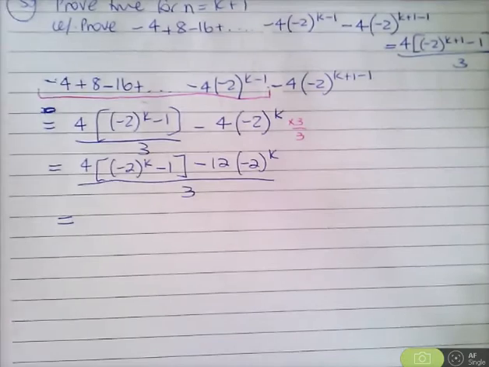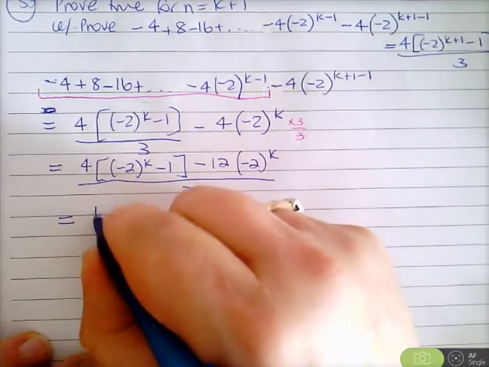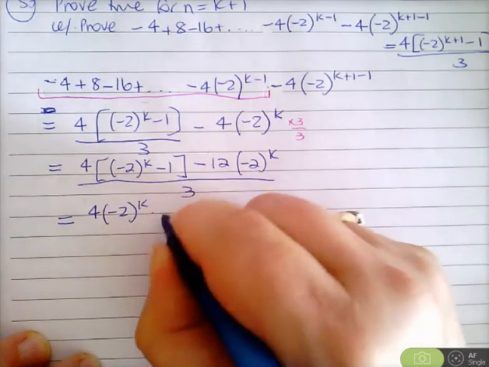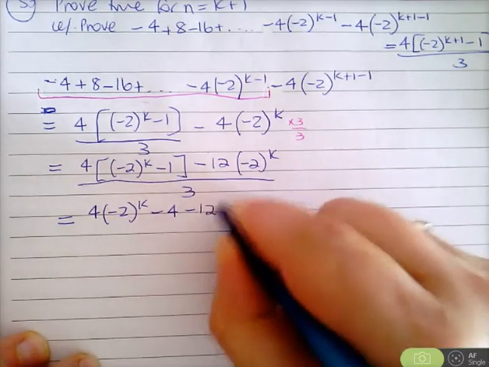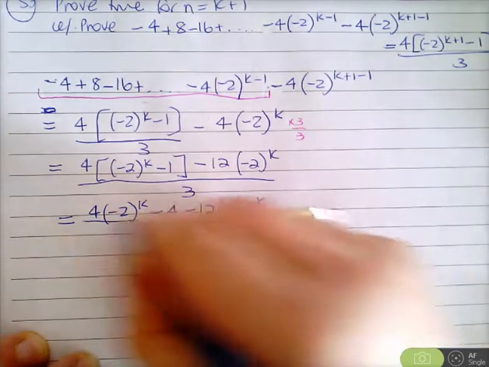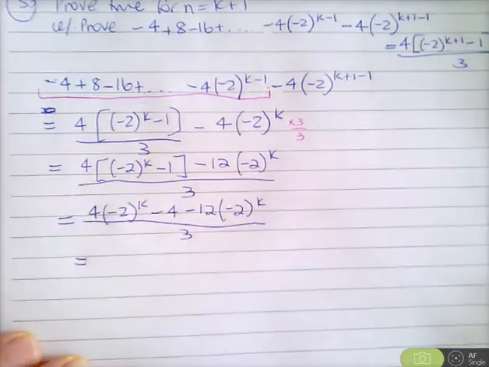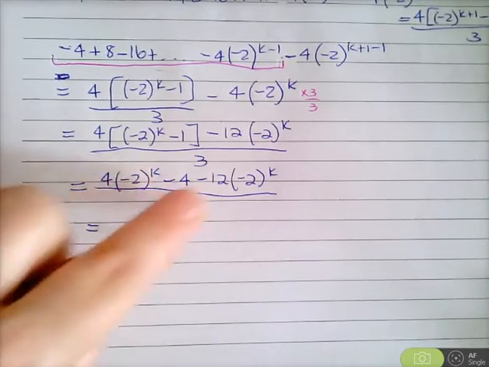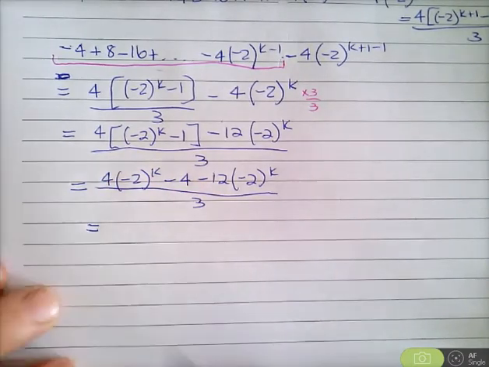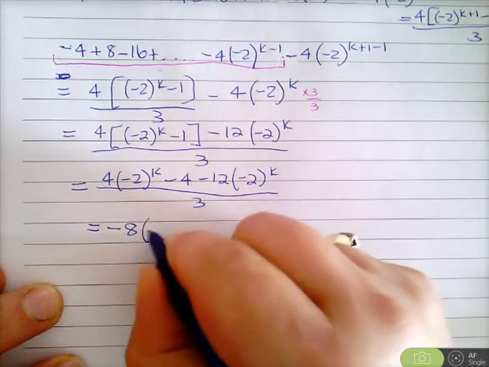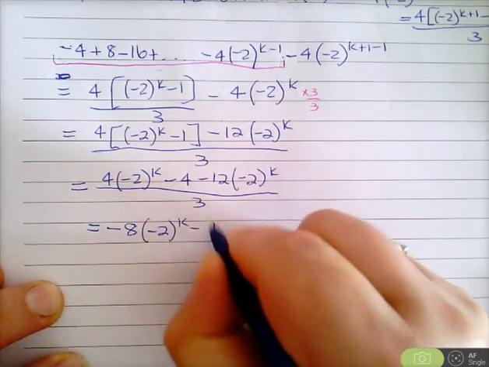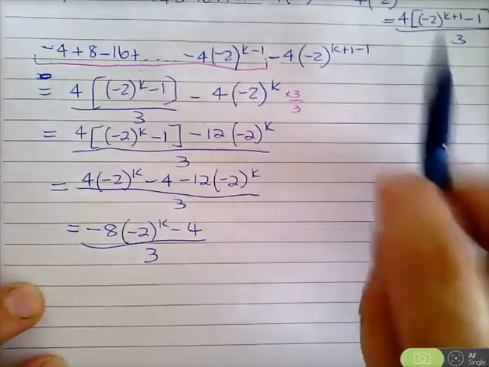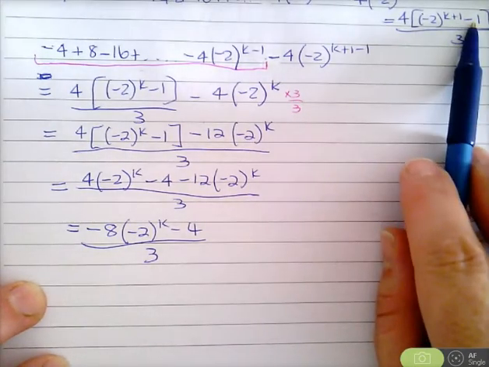Now what are we going to do? I'd be expanding some brackets. 4 lots of negative 2 to the k. What do I write next? Minus 4 minus 12 lots of negative 2 to the k, over 3. Collect like terms. You've got 4 lots of negative 2 to the k minus 12 lots of negative 2 to the k, which is minus 8 lots of negative 2 to the k, minus 4, over 3. Now we're trying to show that it equals this thing over here.